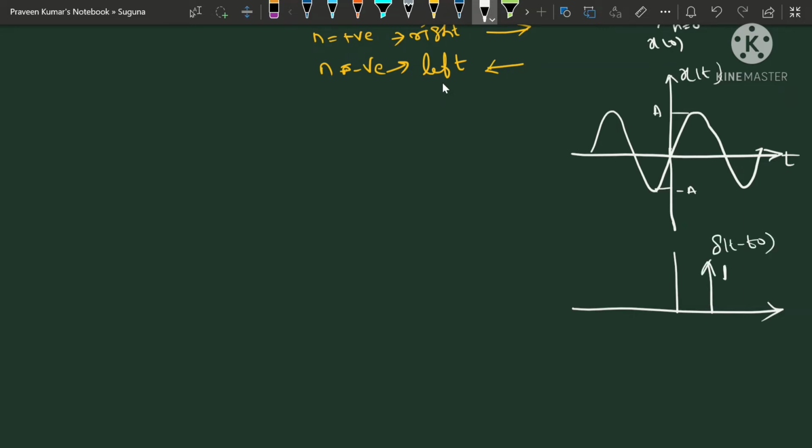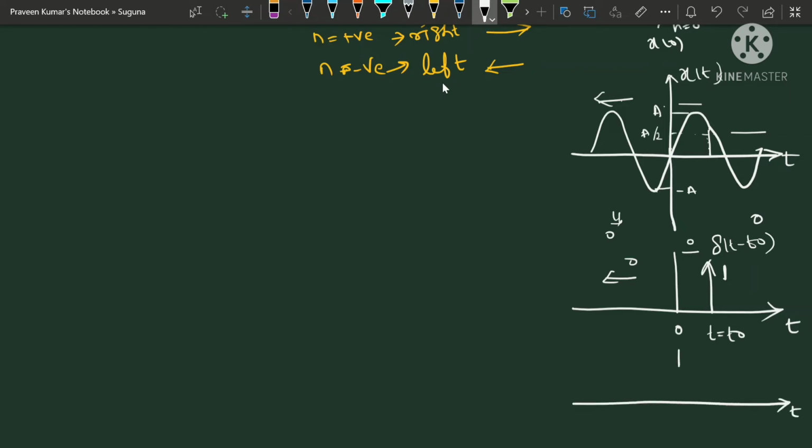The amplitude is 1. T is equal to t naught, 0. This is t. This is a by 2. This is a, this is a by 2. So whatever signal is here, this will be 0. It is 0. Here also it is 0 and this portion also 0. Only at t is equal to t naught, whatever value x of t has, that is multiplied with the impulse. So what will our resultant be?